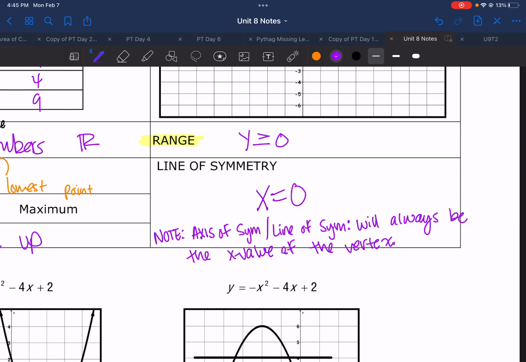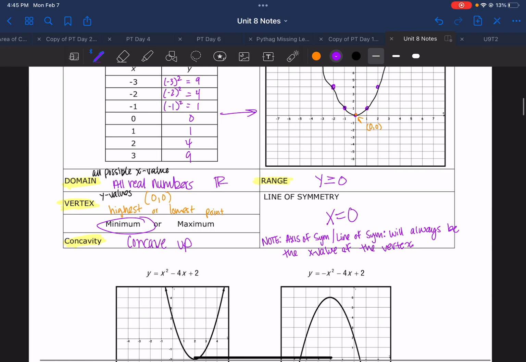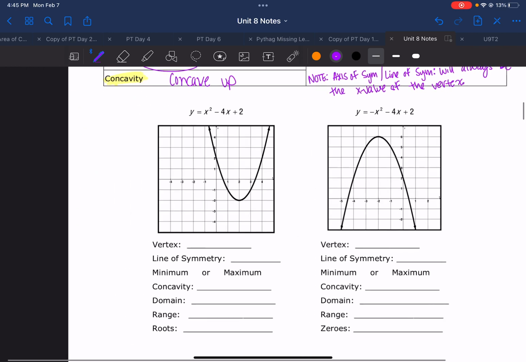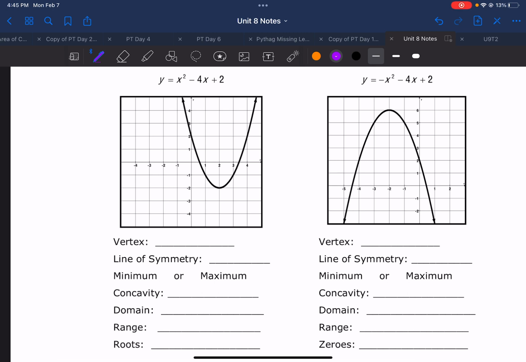Bam. And that's it. So we're going to do a few more examples so you guys get used to this, okay? So let's go ahead and look at this real quick. So here we go. Here's this parabola.